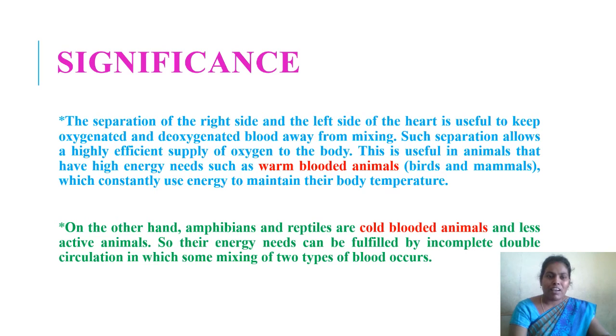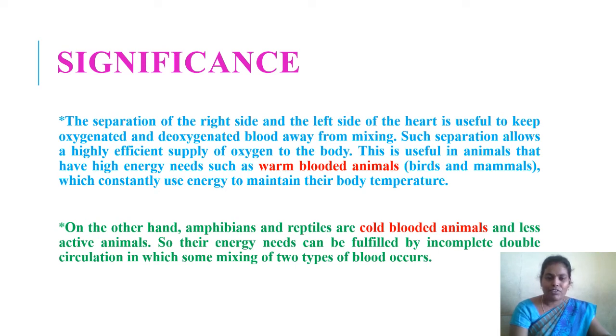That's why the oxygenated blood and deoxygenated blood are present in 2 separate chambers, which prevents the mixing of the 2. The separation of the right side and left side of the heart is very useful to keep oxygenated and deoxygenated blood from mixing. Such separation allows a highly efficient supply of oxygen to all parts of the body. This is very useful in animals that have high energy needs, such as warm-blooded animals like birds and mammals, which constantly use energy to maintain their body temperature.